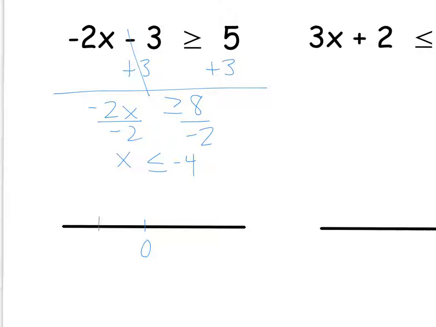Plot 0, -4, and 4. And now I'm going to have a closed circle at -4. Everything less than -4 needs to be shaded, so I'll shade to the left.